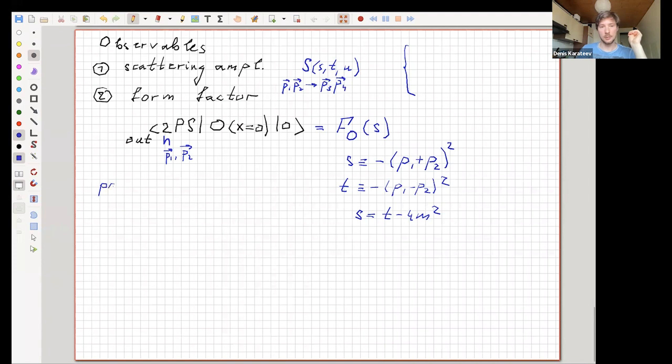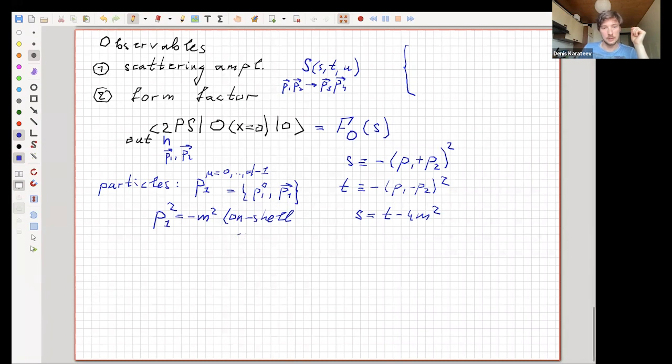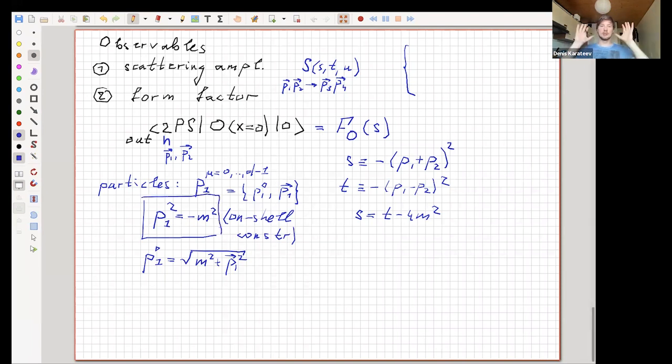When I talk about particles, they're described by the momentum P1 mu, where mu goes from 0 to d minus 1. So it's P1 zero and the spatial momentum. And the particle means that there's the following constraint, P1 squared is equal to minus the mass squared. So this is normally what we call the on-shell constraint. So basically the energy of the particle, this is just the standard thing, is the square root of m squared plus the spatial momentum squared. Okay, so particles are these particular objects which obey this constraint. Good, scattering amplitudes, form factors.